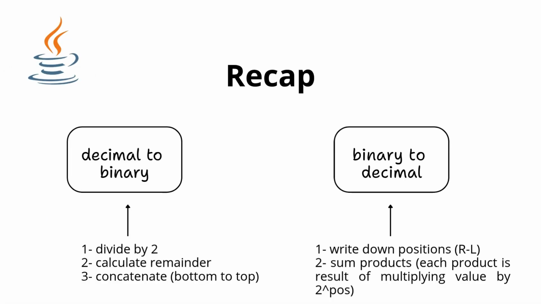So I wanted to provide a quick recap. If you have a decimal number that you want to convert to its binary representation, you start by dividing the number by 2, keep on dividing by 2, and each time calculate the remainder, then concatenate the remainders from bottom to top. Now, if you have the binary representation and you want to calculate its corresponding decimal value, write down the positions of the bits from right to left, where the rightmost bit has position 0. Sum the products, where each product is the result of multiplying value, which is the bit itself, by 2 to the power of the position.